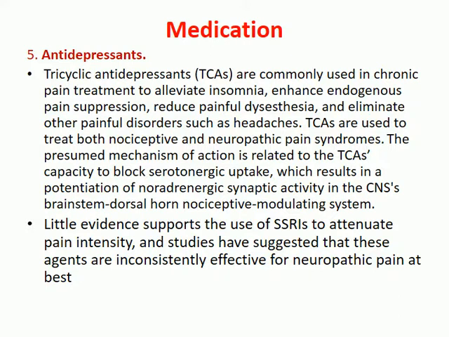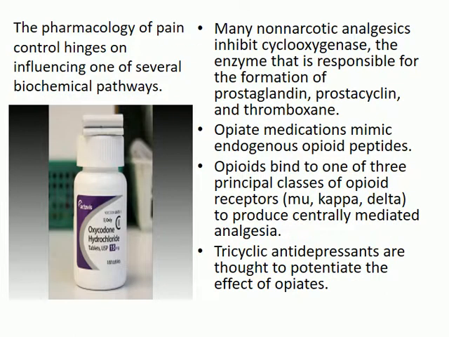Antidepressants, specifically tricyclic antidepressants, are commonly used in chronic pain treatment to alleviate insomnia, enhance endogenous pain suppression, reduce painful dysesthesia, and eliminate other painful disorders such as headache. Little evidence supports the use of selective serotonin reuptake inhibitors to attenuate pain intensity, and studies have suggested that these agents are not consistently effective for neuropathic pain. Many non-narcotic analgesics inhibit cyclooxygenase, the enzyme that is responsible for the formation of prostaglandin, prostacyclin, and thromboxane. Opiate medications mimic endogenous opioid peptides.